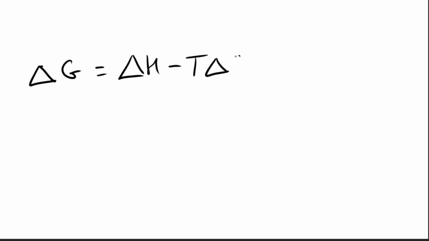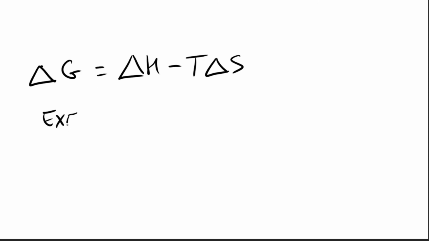So there is an equation. Change in free energy, denoted as delta G, is equal to change in enthalpy, which is delta H, minus the temperature times change in entropy, which is delta S. Now, if delta G, which is the change in free energy, is negative, there is a net loss of energy and the reaction goes spontaneously.